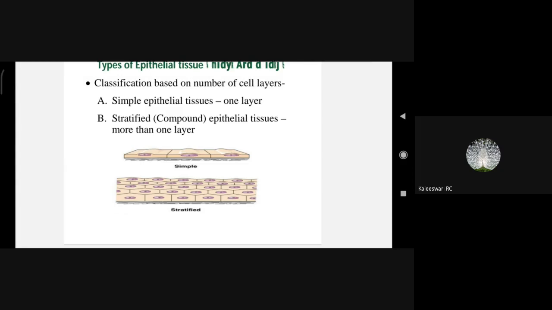Simple epithelial tissue consists of one layer only. You can see in the picture here. Single layered epithelia is known as simple epithelial, or multi-layered epithelium is stratified or compound epithelial tissue.